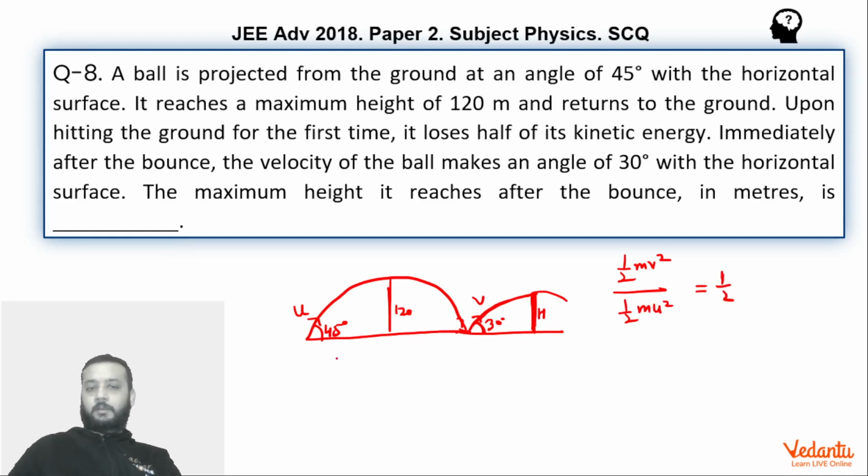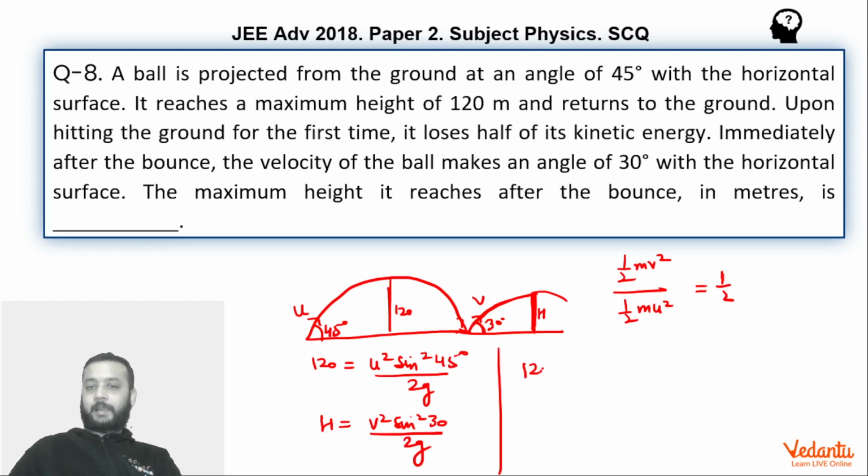Now, what is the value of 120? 120 is nothing but u square sine square theta by 2g. So u square sine square 45 by 2g. And what is the value of h? h is nothing but v square sine square 30 by 2g. So when we take the ratio of 120 and h, we are going to get u square by v square into sine square 45, which is half, 1 by root 2 into 1 by root 2, and sine square 30 will be 1 by 4, hence it will become 4.